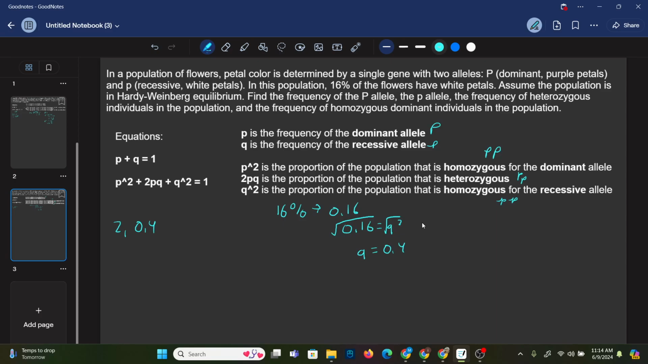So to find the frequency of the big P allele, we use this equation, P plus Q equals 1. P plus Q, which is 0.4, equals 1. We subtract 0.4 from both sides, and we get P equal to 0.6. And so this is the frequency of the big P allele, which is the dominant allele.